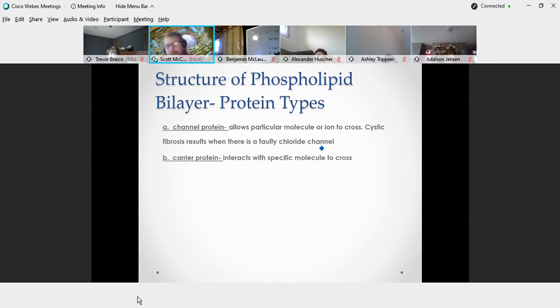Sometimes they grab it from the inside of the cell and they want to move it out. Okay, and we'll talk more about that later. But a carrier protein interacts with very specific molecules to cross back and forth. And we'll show you examples of that in a minute.